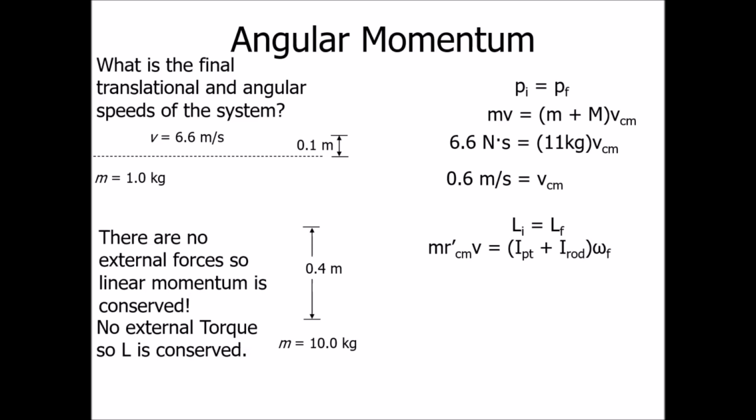That would be I omega. But omega is equal to V over R, so the R's cancel and we just have mRV. Now, you'll notice that I have R prime of the center mass. That's how far it was from the center of mass. Remember, that's where that blue dot shifted. And then on the right-hand side, I have the I of the point particle and the I of the rod. And both of those are also going to be dependent upon where that center mass is.